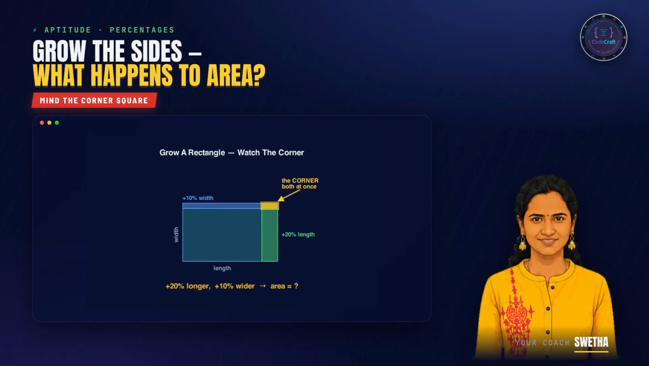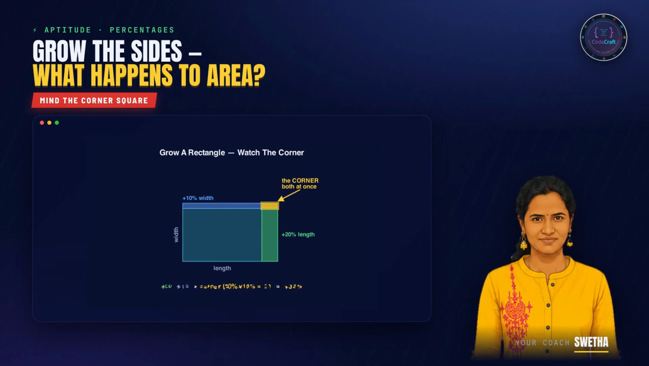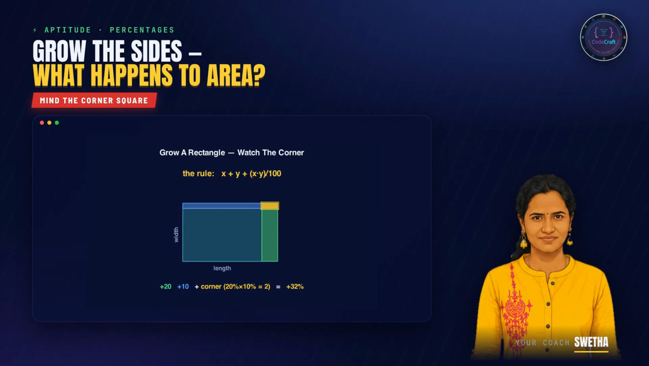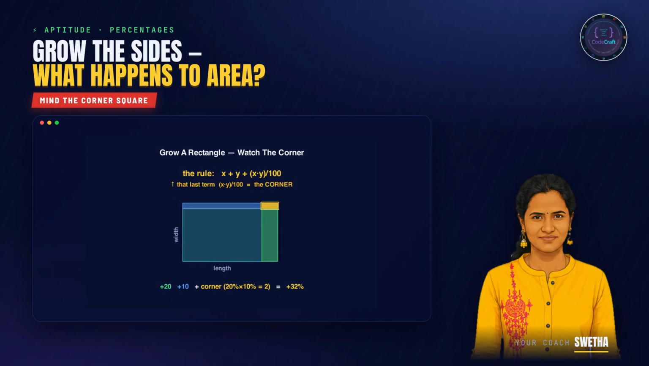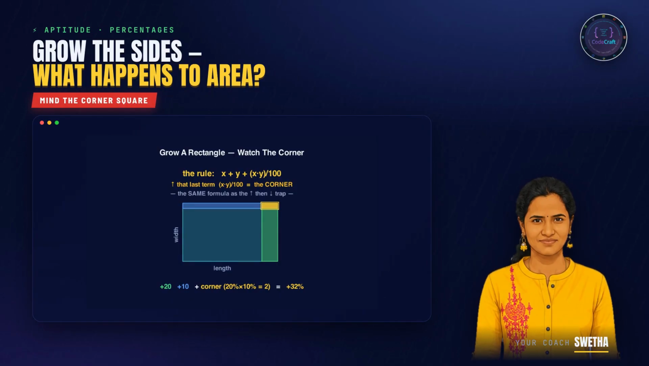So the area does not grow by just 20 plus 10. It grows by 20 plus 10 plus that corner. And the corner is 20% of 10%, just 2. 32% bigger. Now, the rule this reveals. Grow the two sides by x% and y%, and the area grows by x plus y plus x times y over 100. And that last term, x times y over 100, is exactly the corner square. You have met this formula before. It is the very same one as the up then down trap. The fast way, of course, is just to multiply the factors. 1.2 times 1.1 is 1.32.